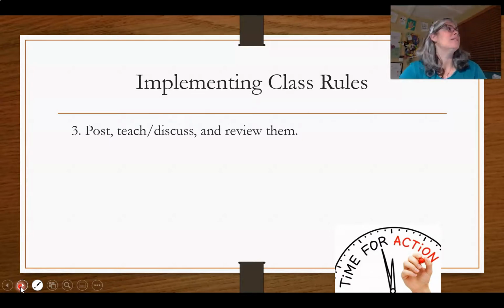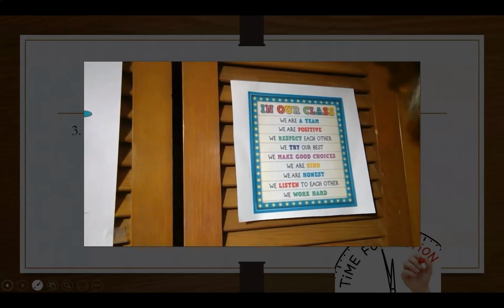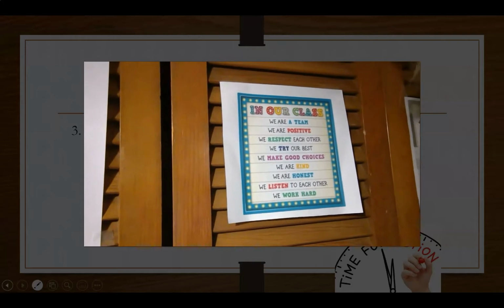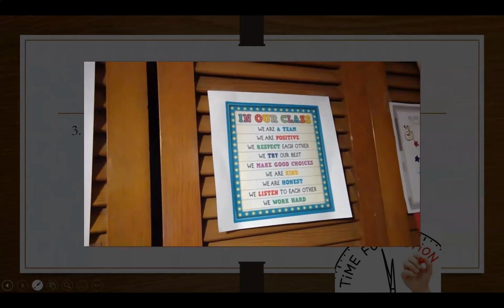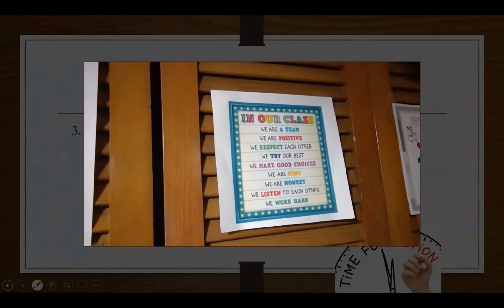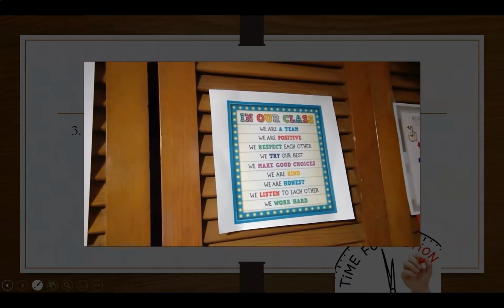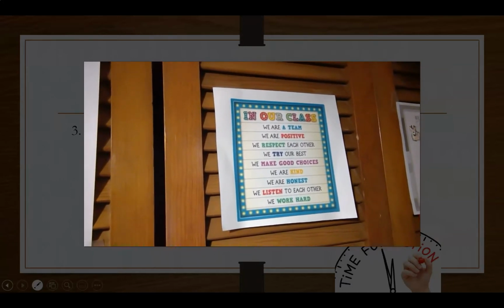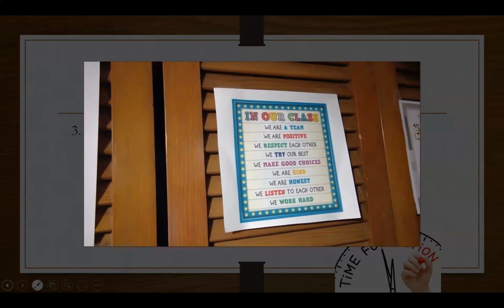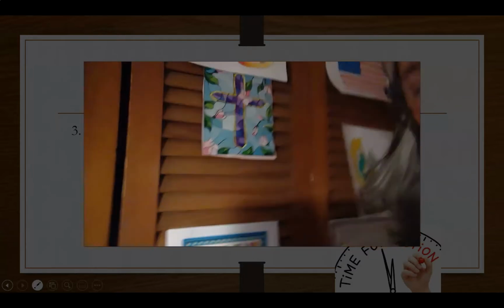For instance, I'm going to show you some class rules I have in my room right now. So I'm in my homeschool class right now, and you'll see this is one of the set of rules I have posted. In our class, we are a team, we are positive, we respect each other, we try our best, we make good choices, we're kind, we're honest, we listen to each other, and we work hard. So a slightly different set of rules than you might have in a traditional classroom, but it works for us here in homeschool.